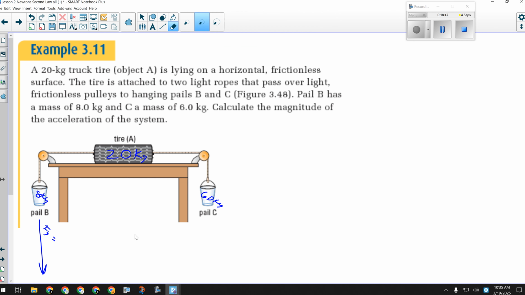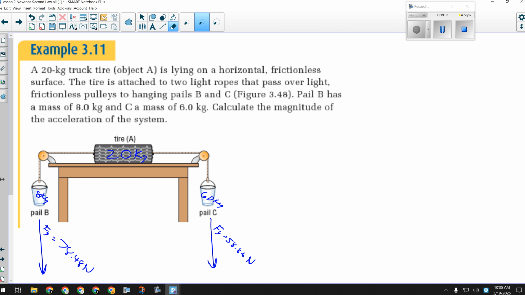Okay, 78.48 newtons. Okay, force of gravity on this one, 6 times 9.81. So that should be 58.86 newtons. Okay, going that way.